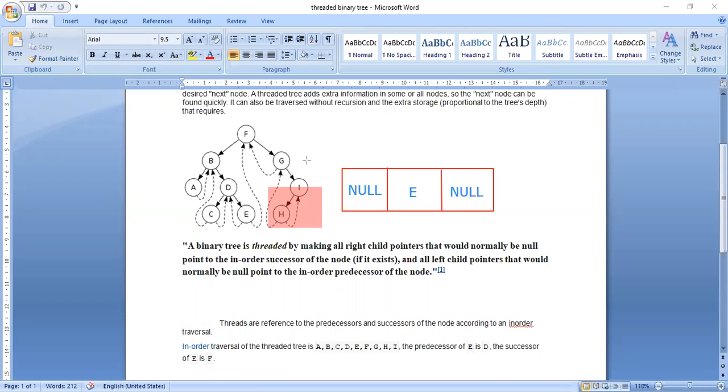No left node is there, so I will not visit that one. Next, the root node is G, so I will visit G, and again I will visit the right subtree. In the right subtree, the left node H is visited first. Next, the root node I is visited. So this is the in order traversal.